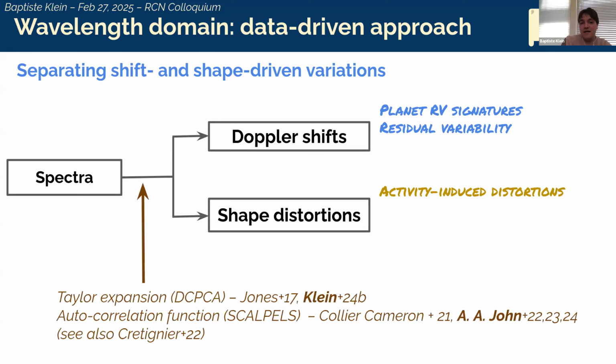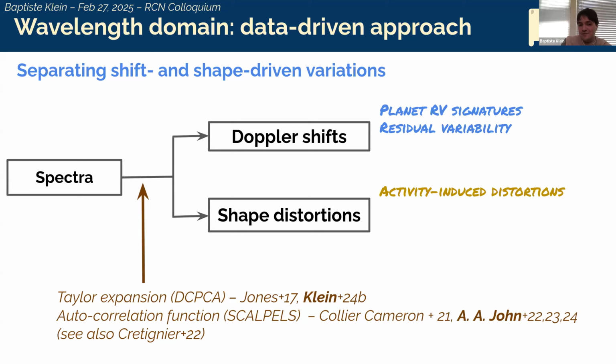How do you separate your spectra? There are different approaches. SCALPELS uses the autocorrelation function because it's independent from the shifts. In the approach I'm going to present here, which was introduced by Jones et al. in 2017, we just use a Taylor expansion of the spectrum with respect to the wavelengths. That gives you a first term associated with the first derivative of the spectrum, which will contain all the planet signature that you want. The other terms are all associated with distortion of the profile, and therefore with activity.